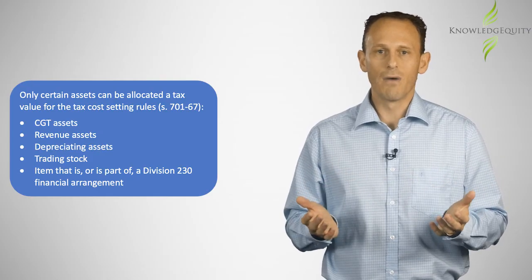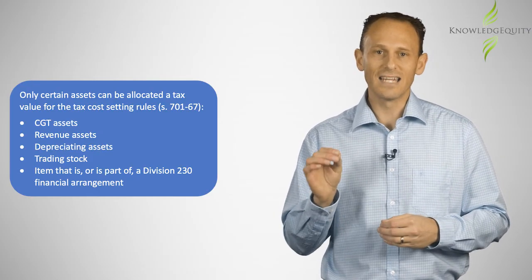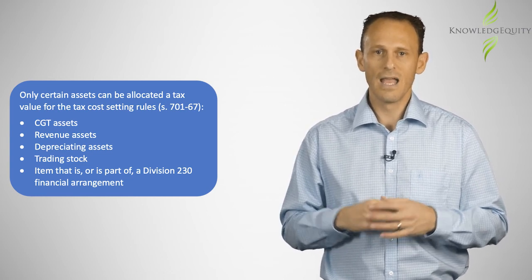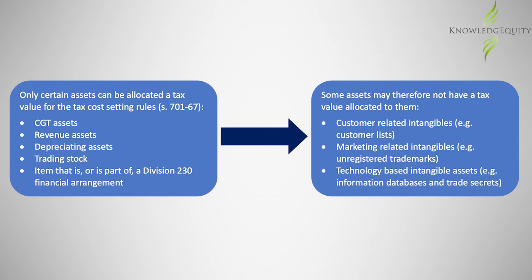It needs to be kept in mind that only certain assets can have a tax value allocated to them under this process. The effect of this is that certain assets that may be recognised for accounting purposes, but not tax purposes, cannot have a tax value allocation made to them.